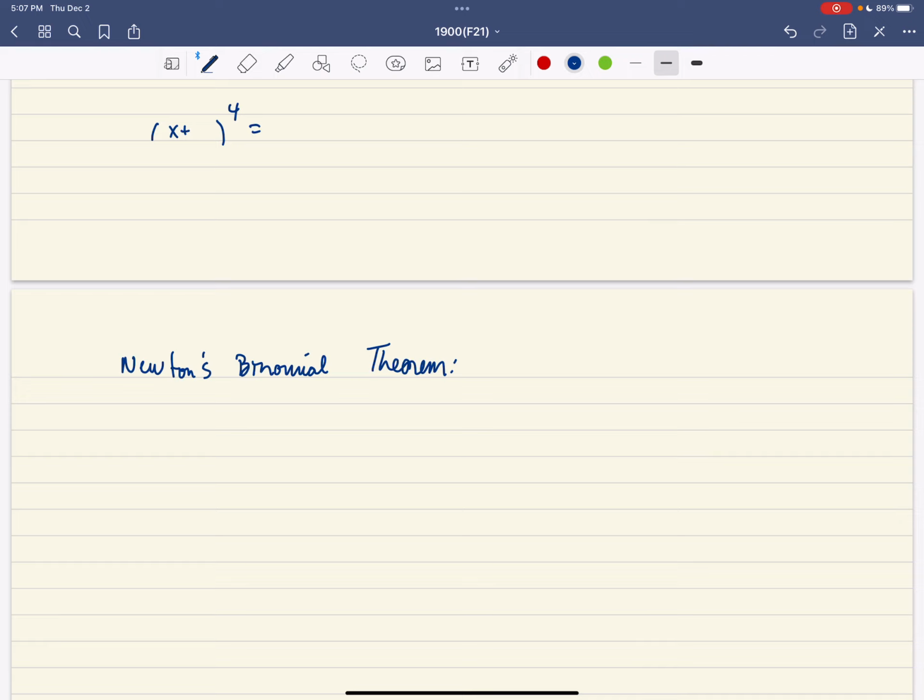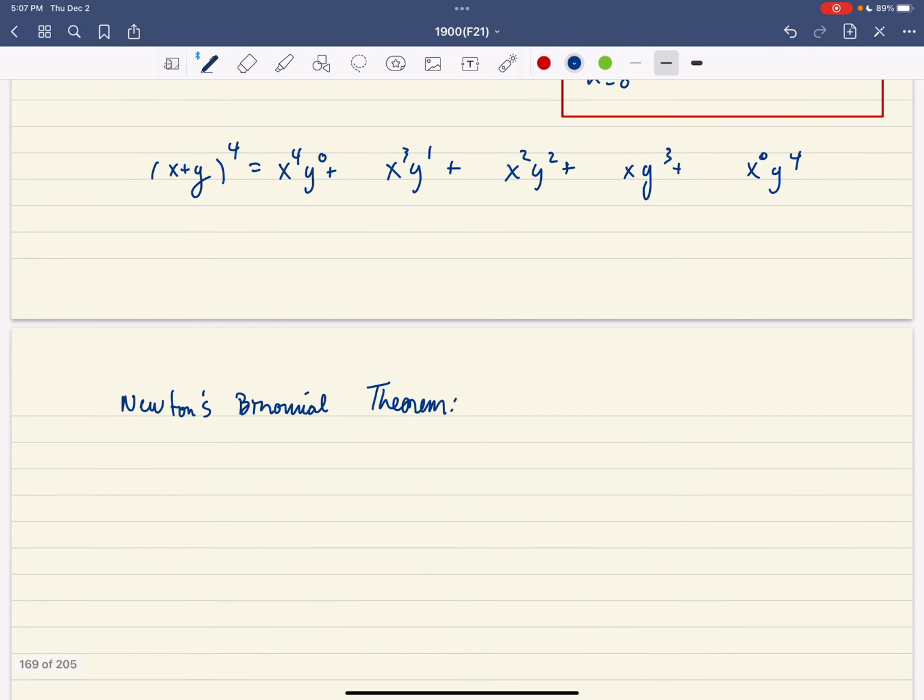Let's make this x plus y. And so what you do is you write down x to the 4th, y to the 0. You have x cubed, y to the 1st. You have x squared, y squared. You have x, y cubed, and then x to the 0, y to the 4th. And the binomial theorem tells you what are the constants that you put in front. You can get the constants from Pascal's triangle, or the binomial theorem. The binomial theorem is basically Pascal's triangle.